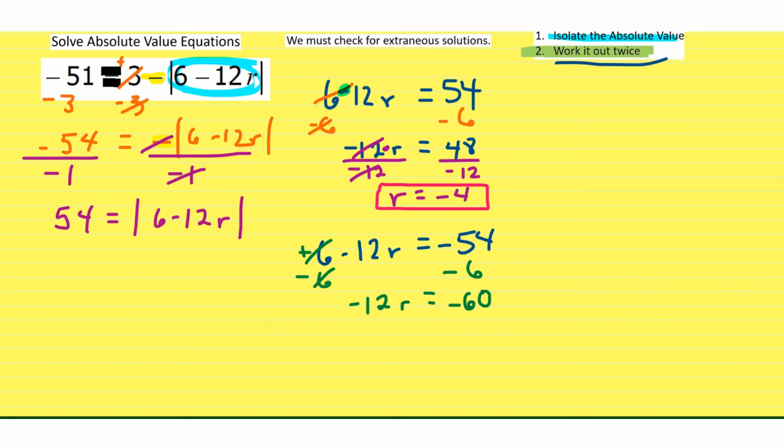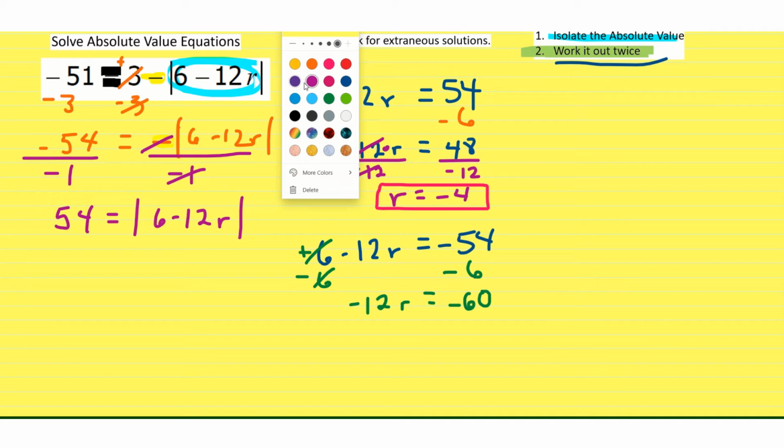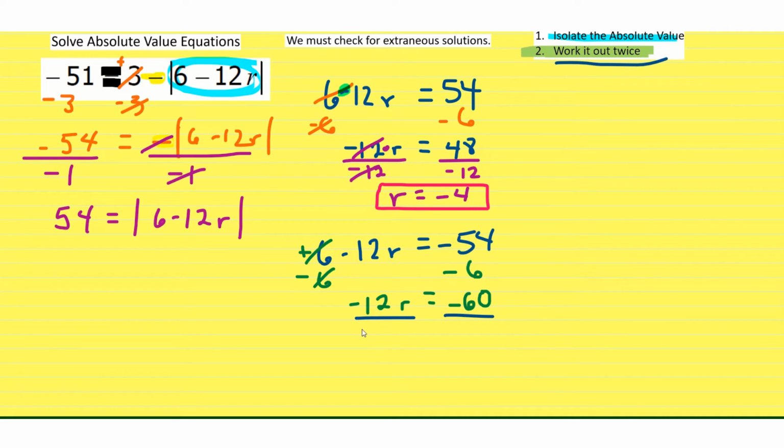Okay, then at that point, I can divide out that negative 12. So I can divide both sides by negative 12. These two cancel out, and I'm left with r is equal to negative 60 divided by negative 12. Negatives cancel each other out. It turns into a positive 5.